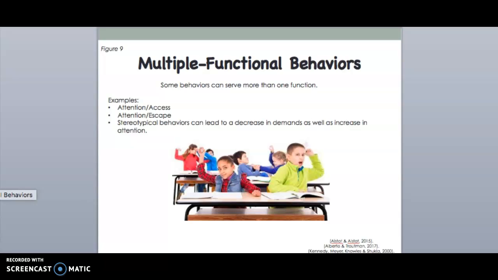Some behaviors can serve more than one function. A learner may be attempting to gain attention from a peer in order for them to obtain an item.